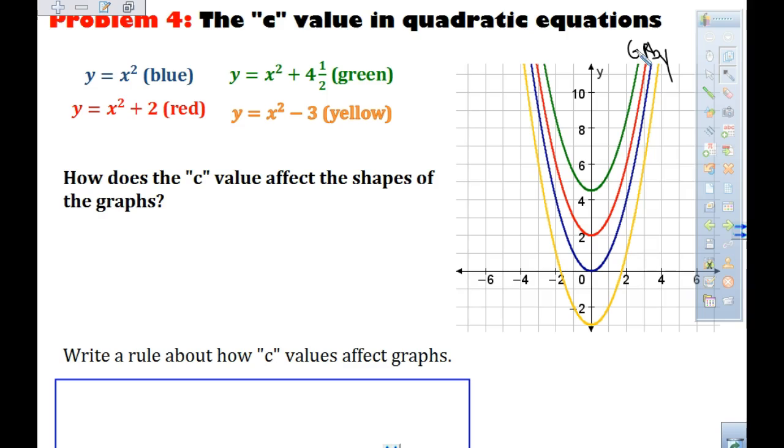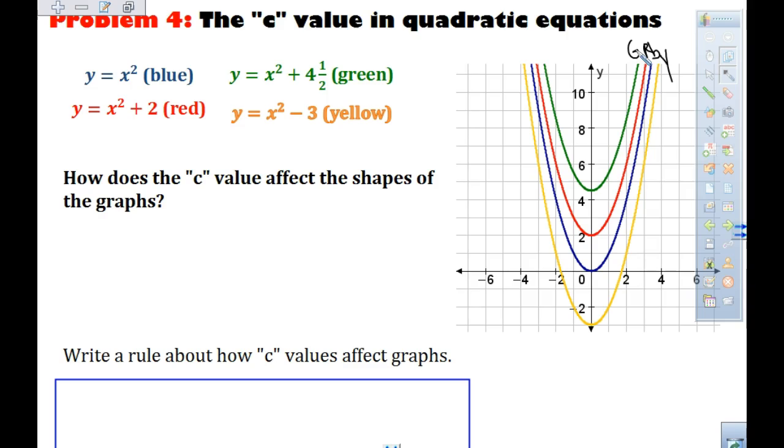What do we notice about the yellow graph? Where is the vertex for that yellow or gold graph? Down at 0, -3, and look at the equation, x squared minus 3. And we look at the green graph, the vertex is at 4.5, and look at the equation, x squared plus 4.5. And the red one, plus 2.